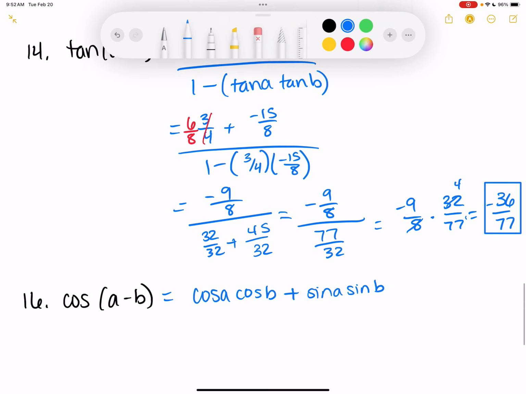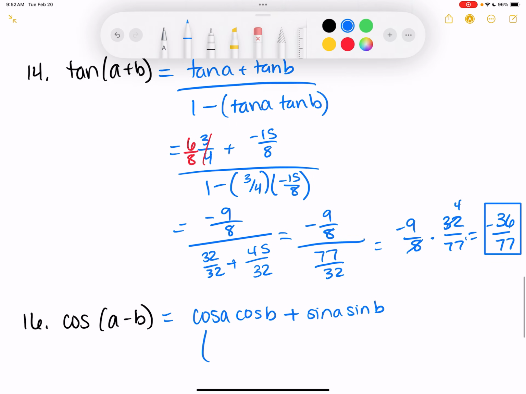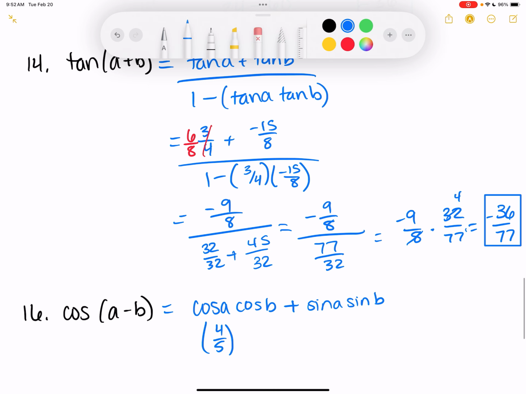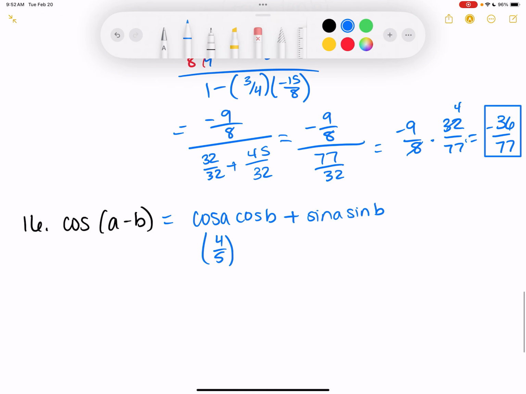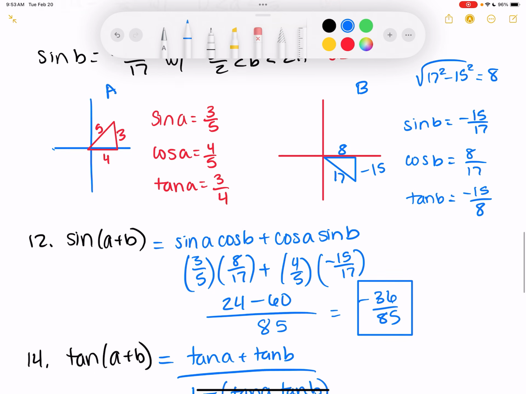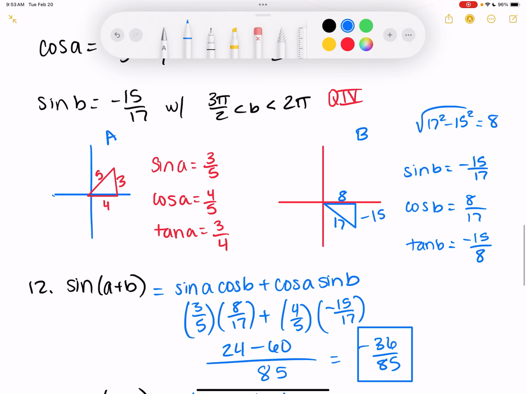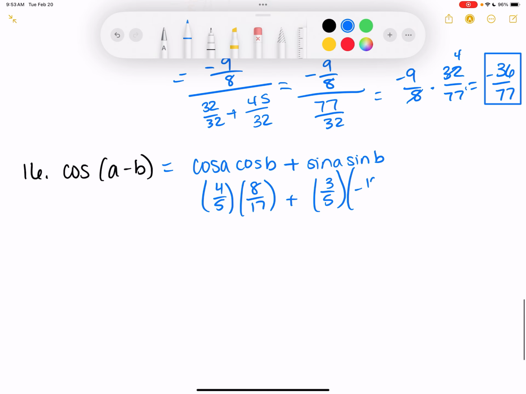So cosine of A was 4 over 5. Cosine of B is 8 over 17. Plus sine of A was 3 over 5. Sine of B, negative 15 over 17. So on the bottom, that's 85, because we'd already found that number. Then I've got 32 minus 45, so that's negative 13 over 85.